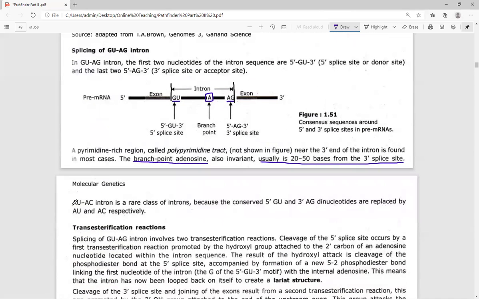The GU-AG and AU-AC introns are the two different types of introns. So there are two different types of introns that you can describe: GU-AG introns and AU-AC introns. These are the two different types of introns which participate in the process of splicing.